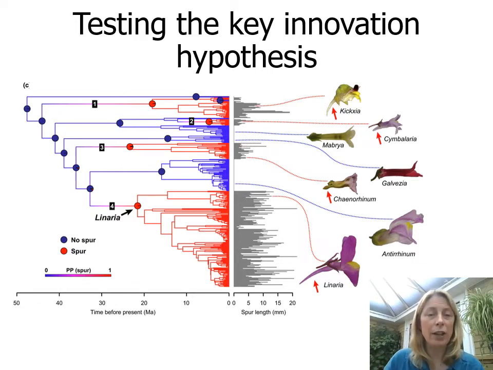What I've done is colour-coded it so that groups in blue, like this one here and here, are groups that don't produce a nectar spur, and groups in red, like the Linaria shown here, are groups that do produce a nectar spur. And you can see from this that there are 4 times that nectar spurs have evolved in the group. They've evolved here at number 1, here at number 2, here at number 3, and here at number 4.